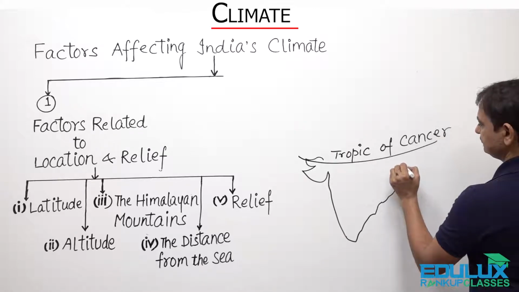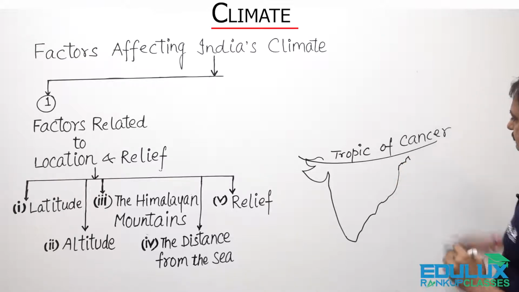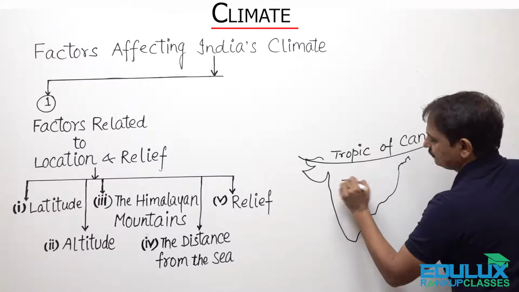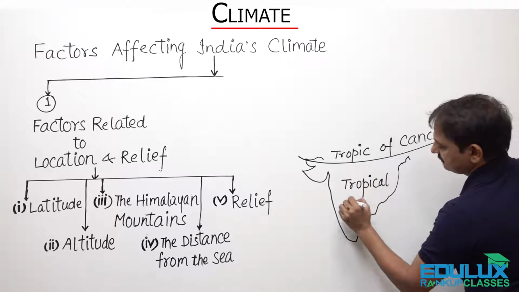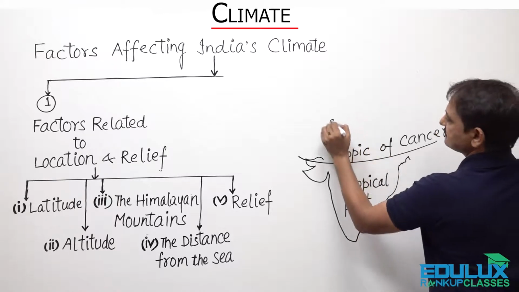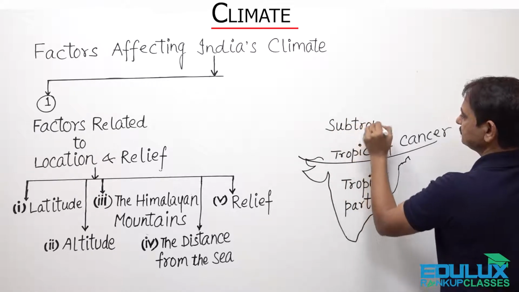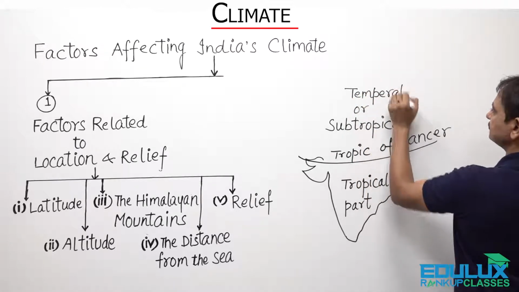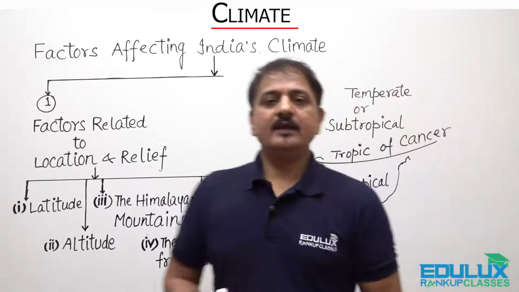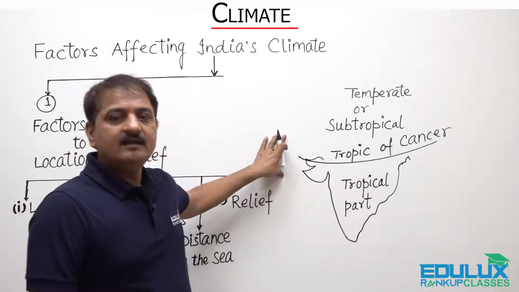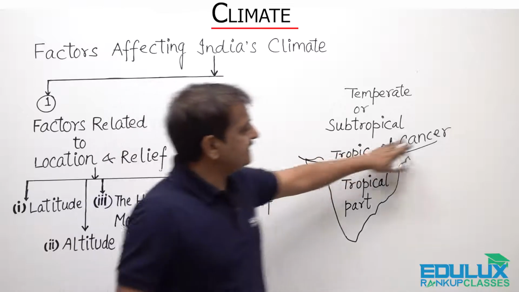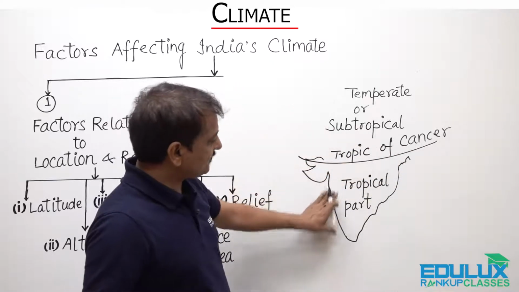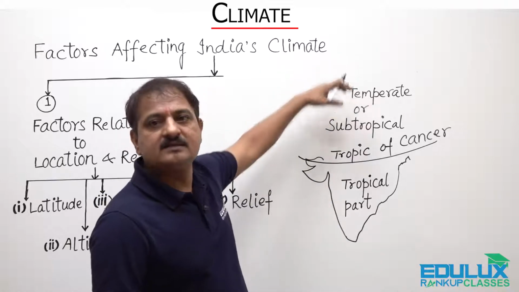It divides India into two parts: this is the tropical part, and this is the subtropical or temperate part. Now, the Tropic of Cancer divides India from west to east, from Gujarat to the northeastern states. So here we have two parts, that is tropical India, and subtropical and temperate in the higher latitudes.